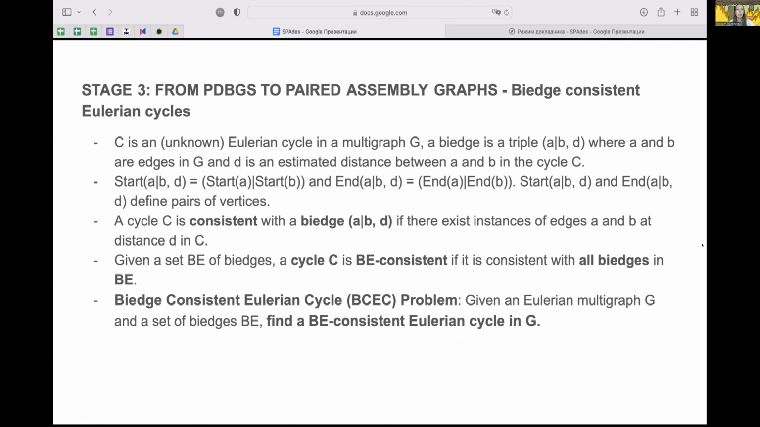And given a set B of BHs, our cycle C is B-consistent if it is consistent with all BHs in B. And now we can define the BH-consistent LRN cycle problem. So given an LRN multigraph G and a set of BHs B, we need to find a B-consistent LRN cycle in G.